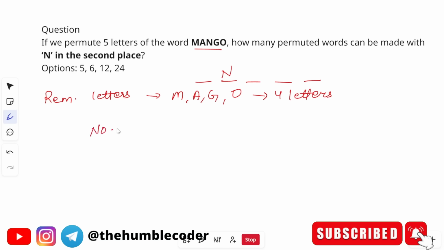So the number of ways will be simply 4 factorial. So the correct answer for this question will be 24. So the option that we have is option 4, which is option D, which is 24. So 24 is the correct answer for this question. Now let's move on to the next question.